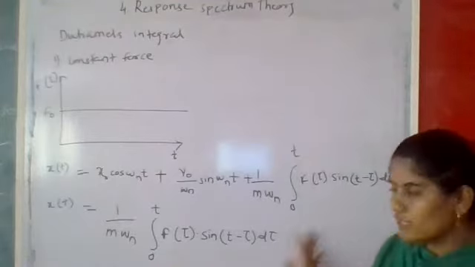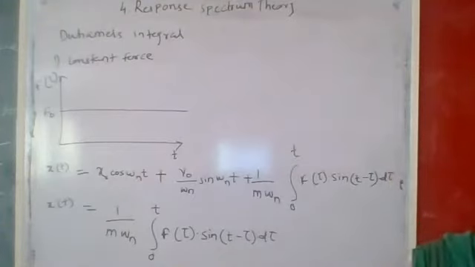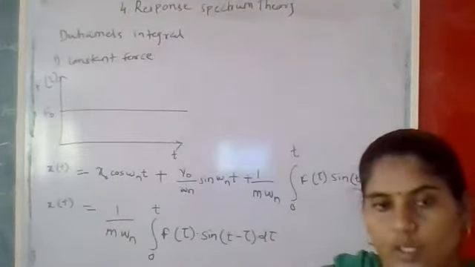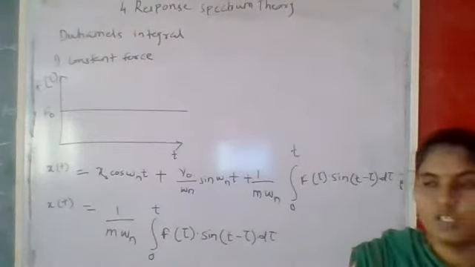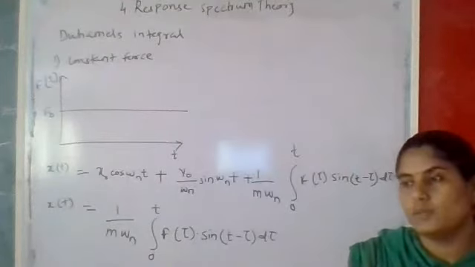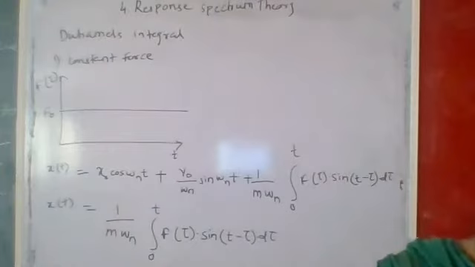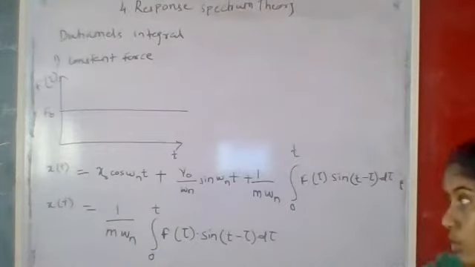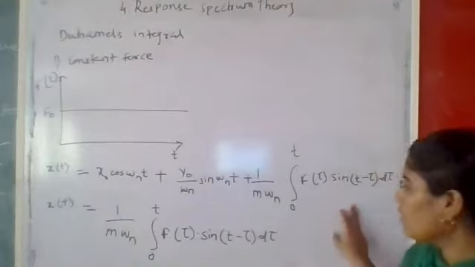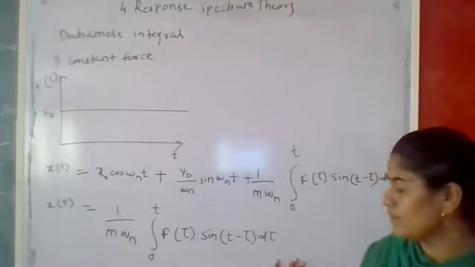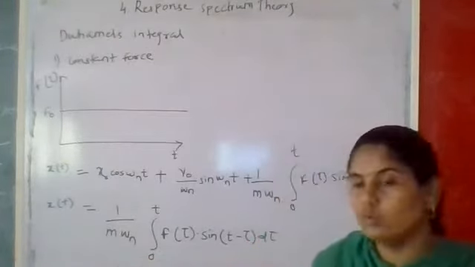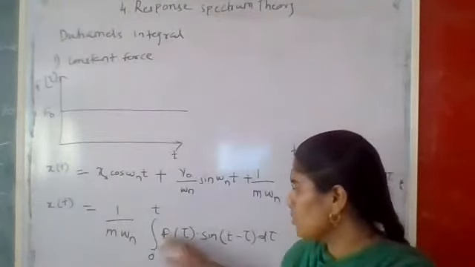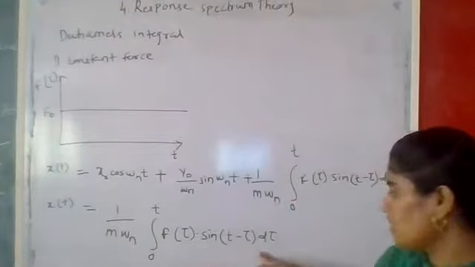Write down below this by putting both initial displacement and velocity equal to 0, so that equation becomes: x of t is equal to 1 upon m omega n into integration of 0 to t f of tau into sine of omega n into t minus tau into d tau.